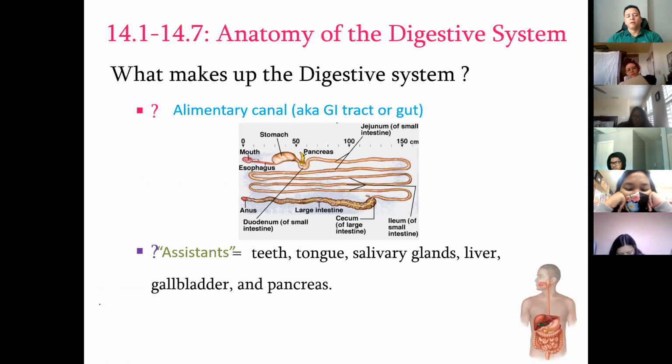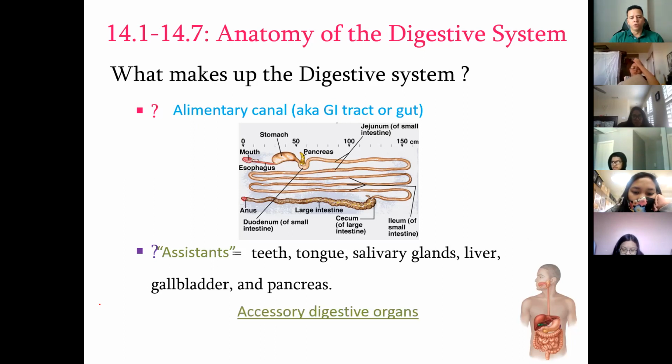Now besides the organs and the structures of the alimentary canal, we also have what we call the assistant organs of the alimentary canal. The food doesn't necessarily pass through these organs, like it passes through the stomach or the esophagus. But these assistant organs are involved with the digestion of the food, either with mechanical digestion or with the chemical digestion of the food, okay? Those include the teeth, our tongue, salivary glands, liver, gallbladder, and the pancreas.